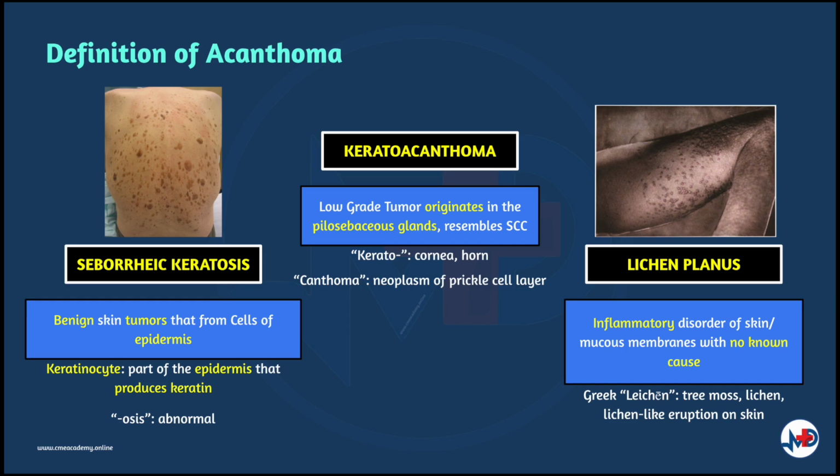Seborrheic keratosis is a benign skin tumor that originates from the cells of the epidermis. Keratinocytes are the part of the epidermis that produces keratin, and the suffix -osis means abnormal. Lichen planus is an inflammatory disorder of the skin or mucous membranes with no known cause. Lichen originates from Greek lichen, which stands for tree moss, lichen on the skin, or lichen-like eruption on the skin.